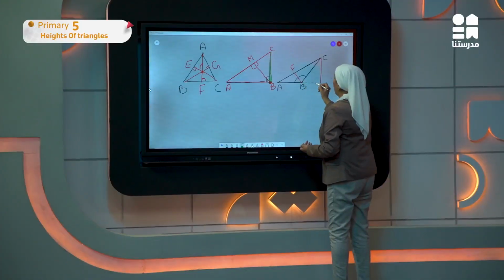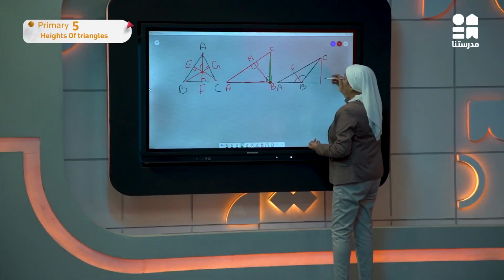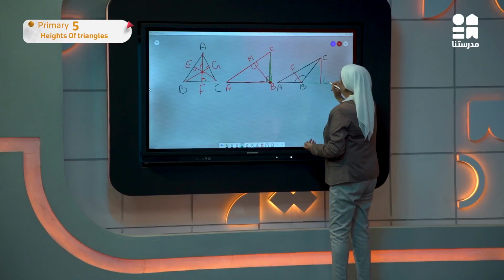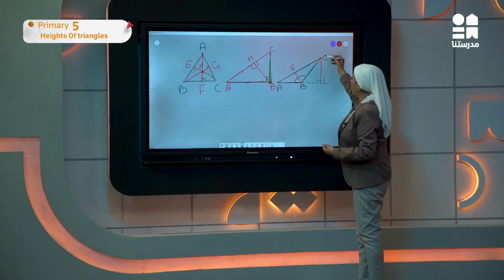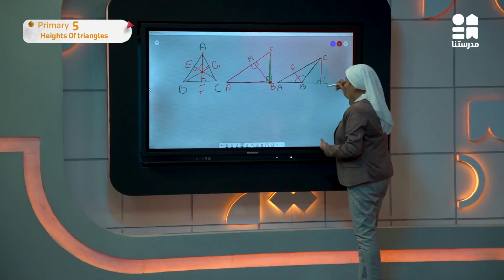So what will we do? It must have something to drop onto. I will extend AB so that C's altitude, let's say CL, can drop onto it. So this is my second altitude. The first one is BF on CA, the second one is CL on AB.